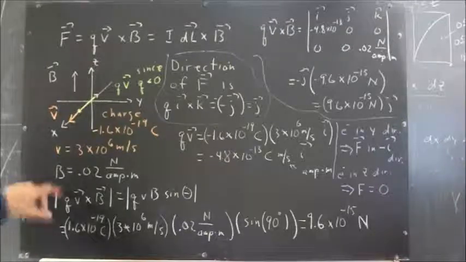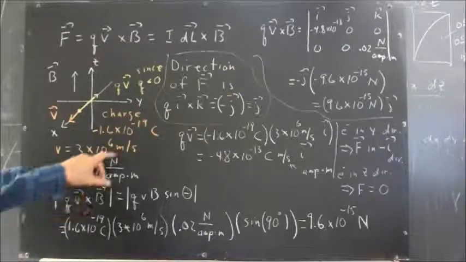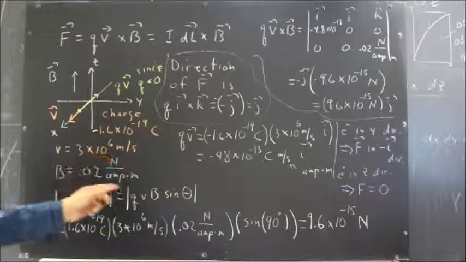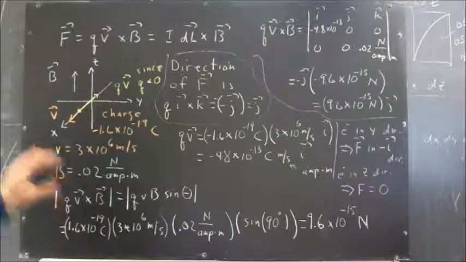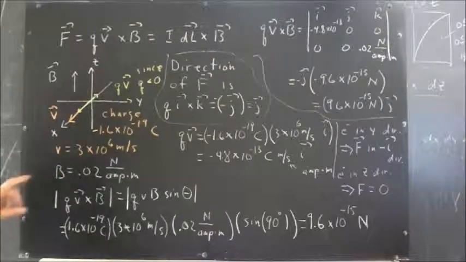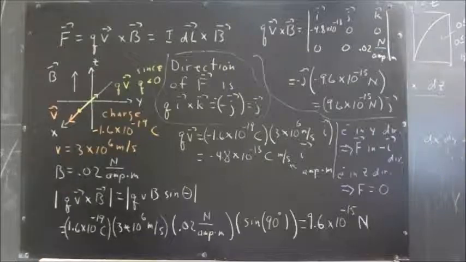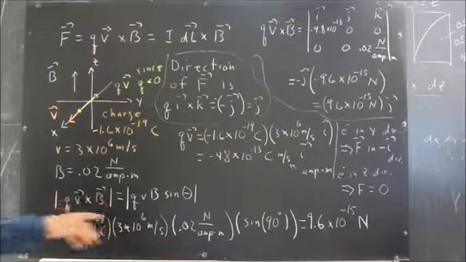Okay, so the magnetic field in this case is 0.02 newtons per amp meter. And we'll talk more about this unit. This unit is also called a Tesla. It's an SI unit, but let's just work with newtons per amp meter right now because it's a little more direct. Okay, so what's the magnitude of our vector?